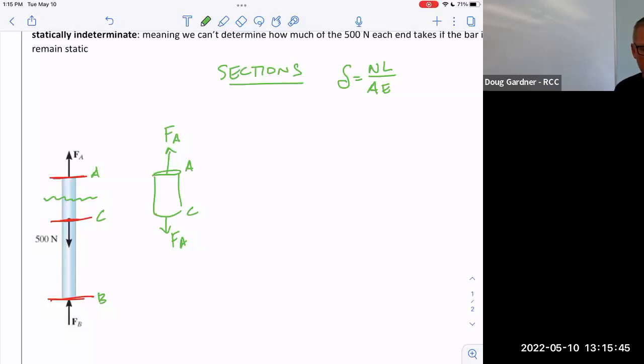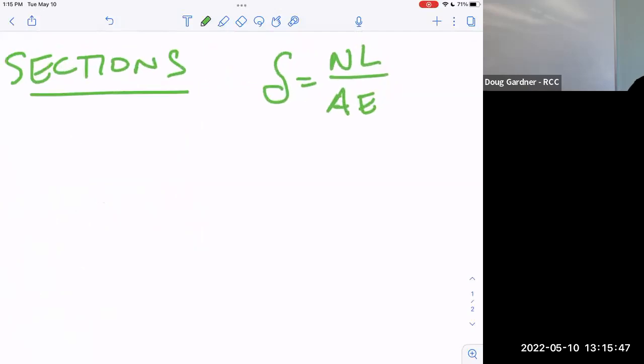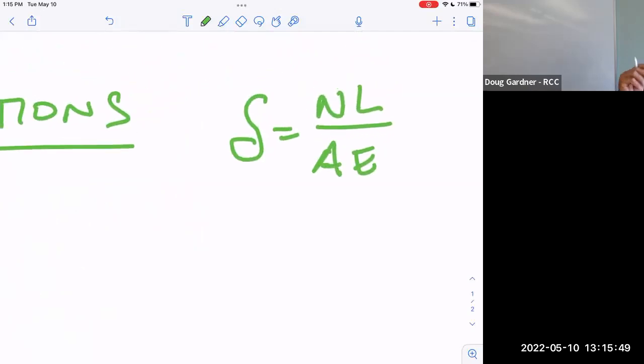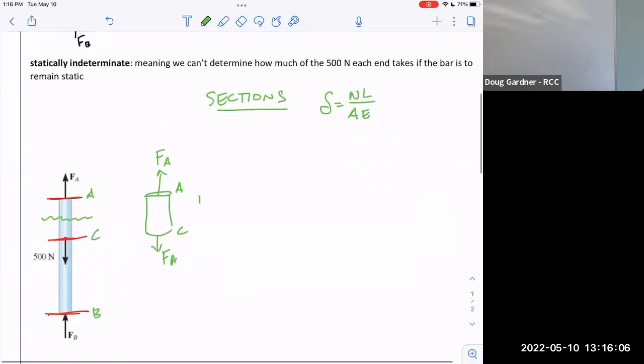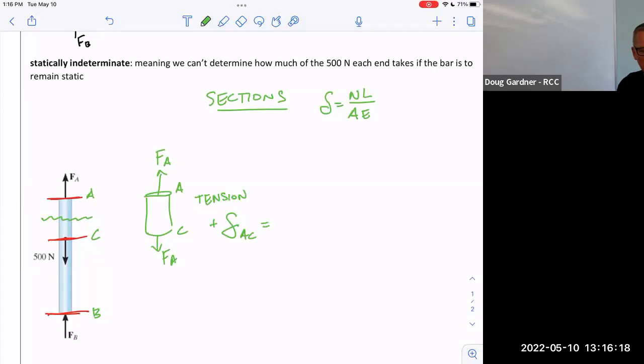Delta, the change, can be, and notice it's kind of cool algebraically to think, what is the change a function of? Well, how much force, how many newtons, and how long is it? And what's the cross-sectional area? And then what's the modulus of elasticity? How elastic is the material? All of those things are going to play into whether it wants to get longer or shorter. Notice in this case, because this is under tension, that my delta from A to C is actually going to be positive, isn't it? It's going to get longer. It's not going to get shorter.